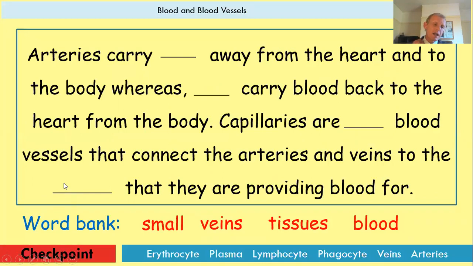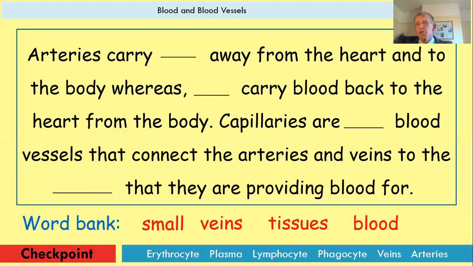So we've just got a quick paragraph here, guys. I'm going to get you just to copy this paragraph down, use the word bank. It's only 4 words. If you don't feel like copying the whole paragraph down, you can quite happily write numbers 1, 2, 3, and 4, and then put the words in the appropriate places.